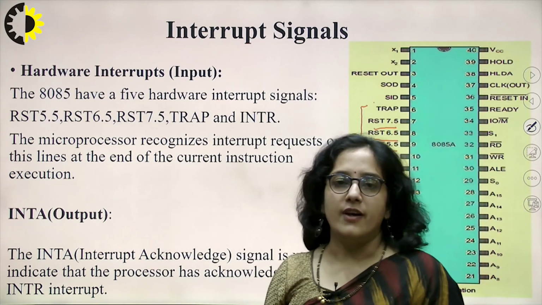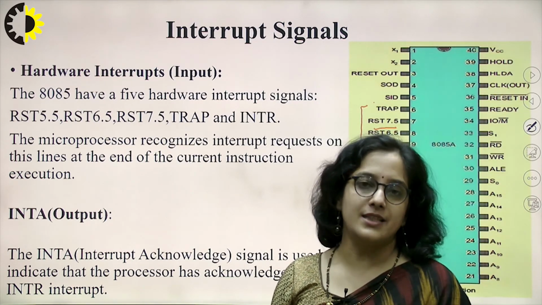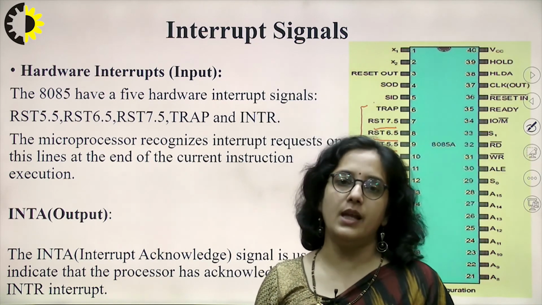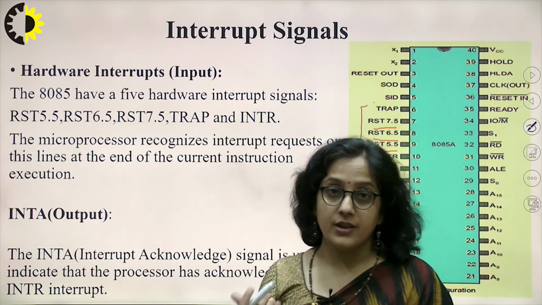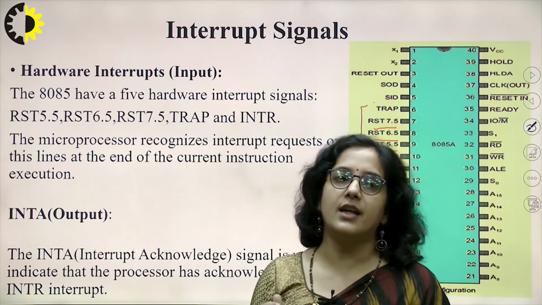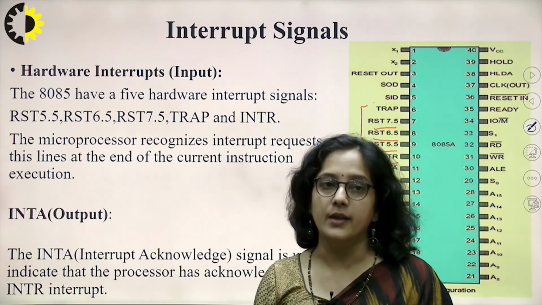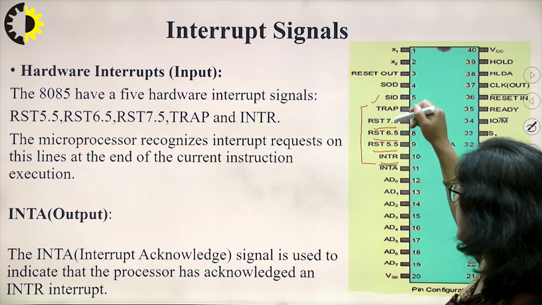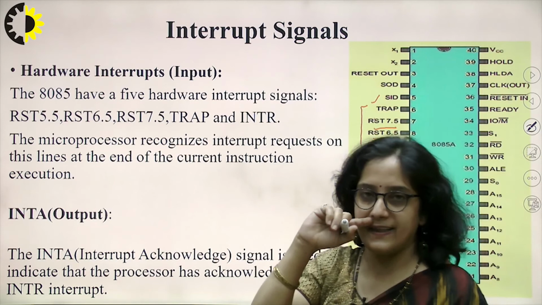These are the 5 hardware interrupts. In these 5 hardware interrupts, we can again classify them into maskable and non-maskable. So TRAP is non-maskable and the other 4 are maskable interrupts. Then if I have to prioritize these 5 interrupts, TRAP has the highest priority and INTR has the lowest priority: TRAP highest, then RST 7.5, 6.5, 5.5, and lowest priority is INTR.